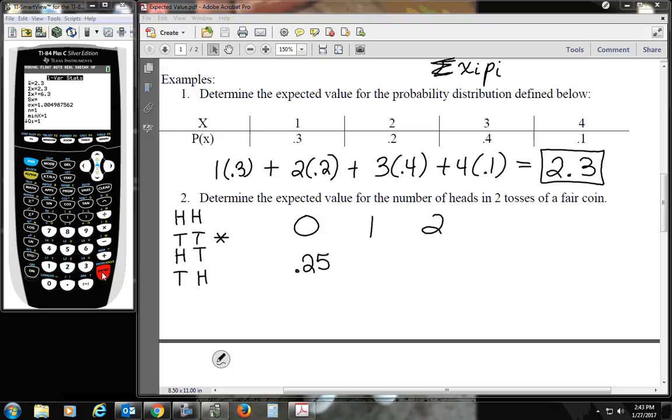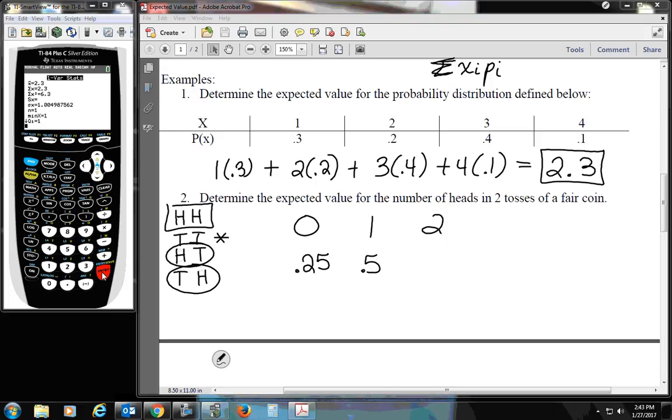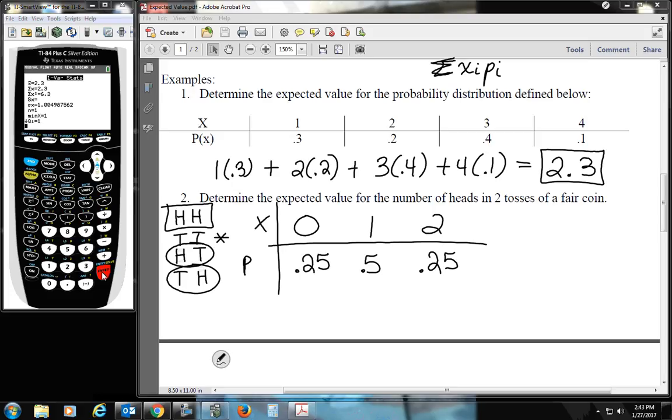Okay, and then how many times did I get just 1 head? That's this one right here and this one right here. So 2 out of 4, so it's 50% of the time that I got just 1 head. And then the last option is if I got 2 heads, so that would be this one right here, and that's 1 out of 4 again, so that's going to be 0.25. And so looking at it, these are the x's, and this is the probability of those x's.